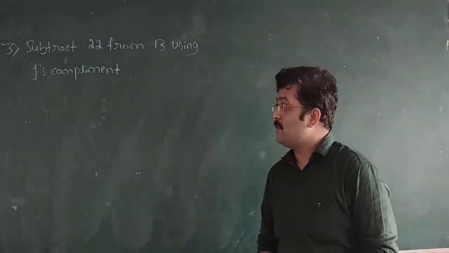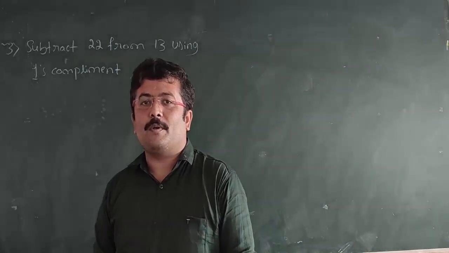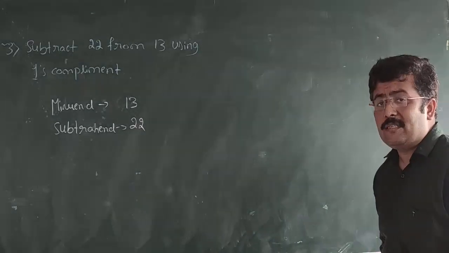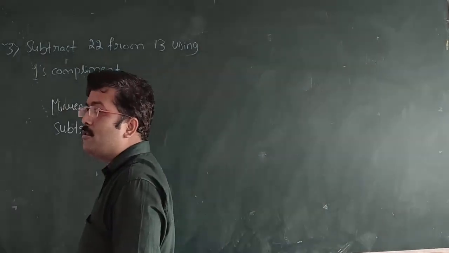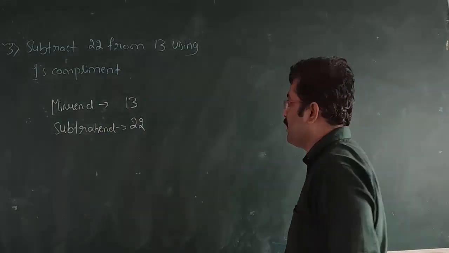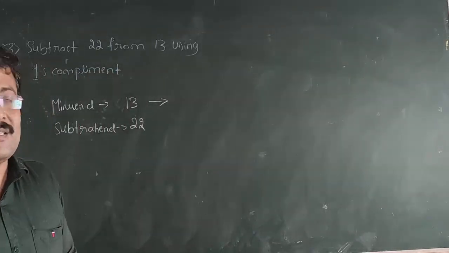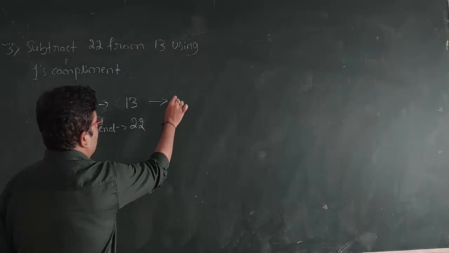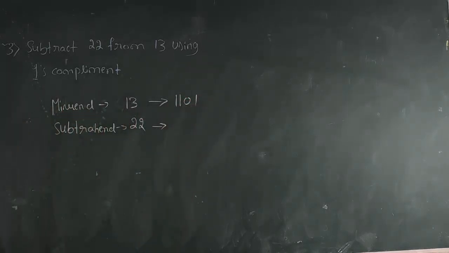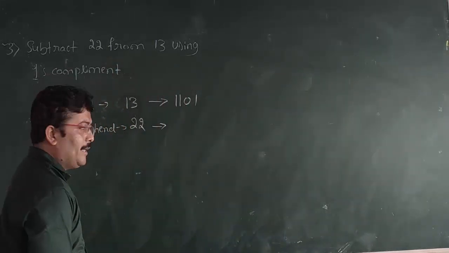The third example is subtract 22 from 13 using the 1's complement method. So the minuend is 13 and the subtrahend is 22. So before solving this problem, let us convert the given decimal numbers to binary. So the binary number of 13 is 1101. Next, the subtrahend, that is the decimal number 22.